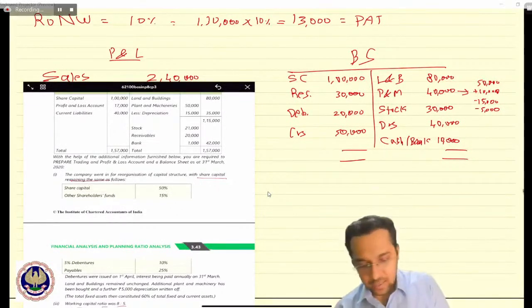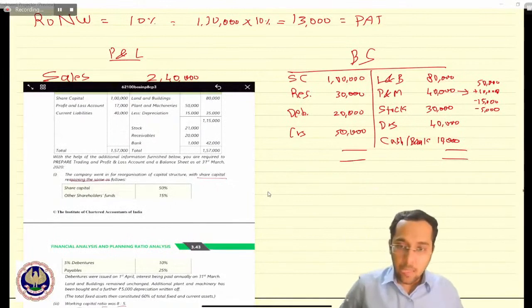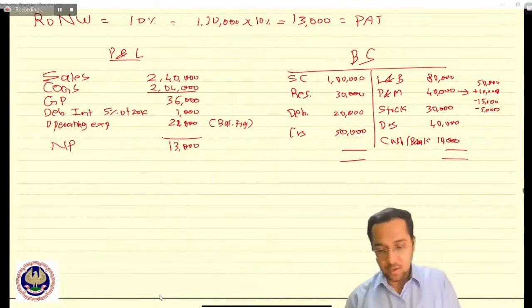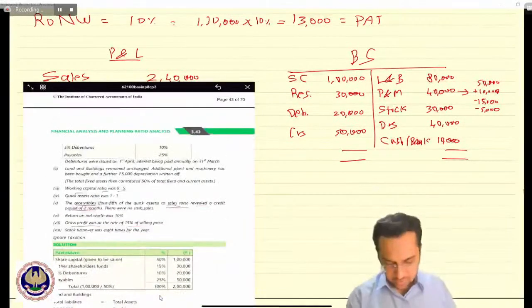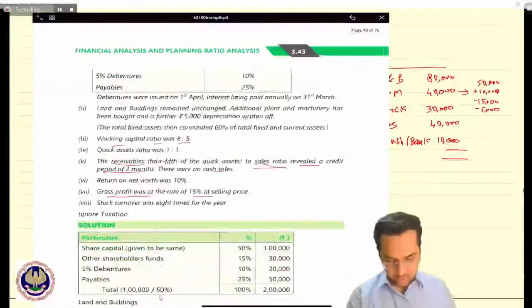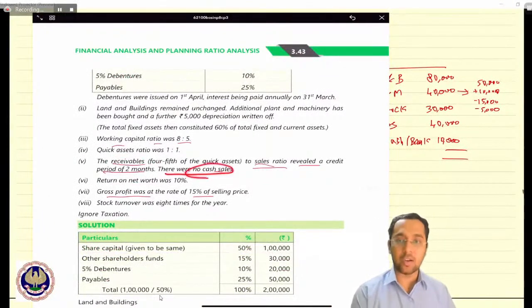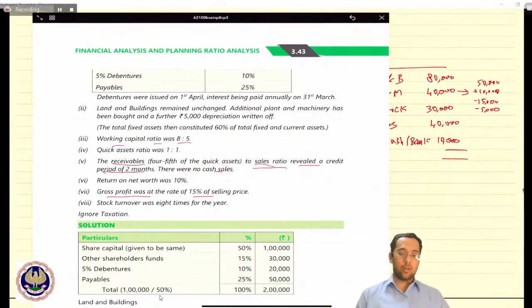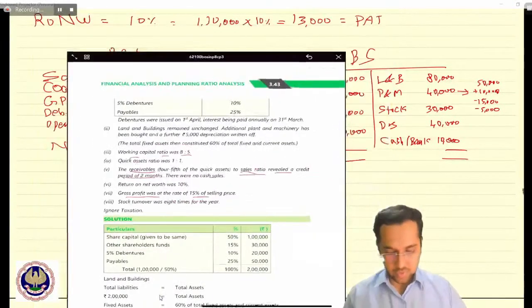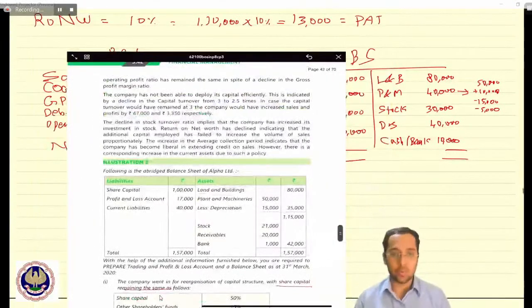GP is calculated on credit sales. I use GP is not on credit sales, it's on total sales. Question is saying that there is no cash sales. You observe over here, the question says there were no cash sales. So all your credit sales were the total sales itself. With that, we are done with question number 2.